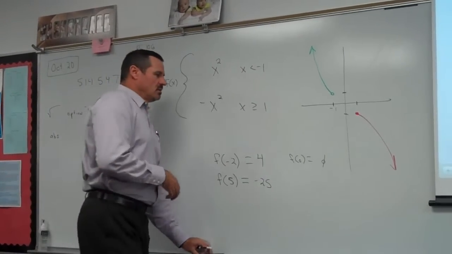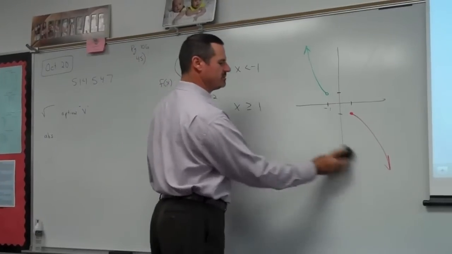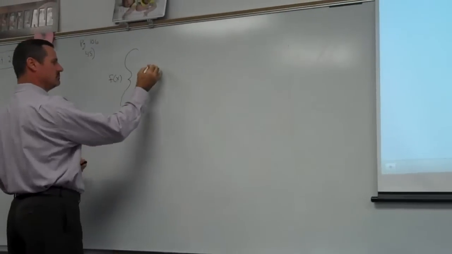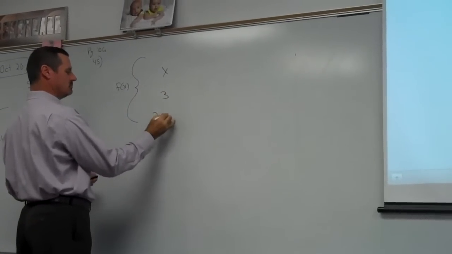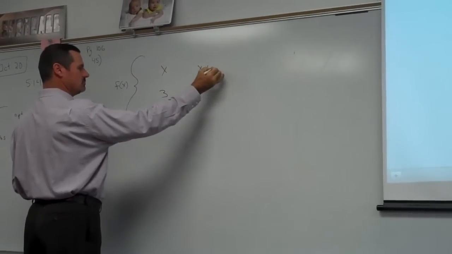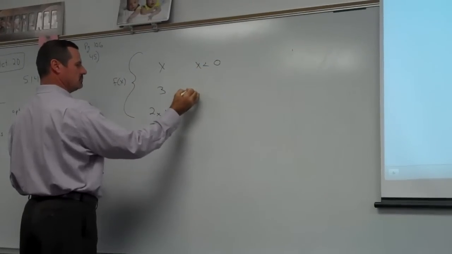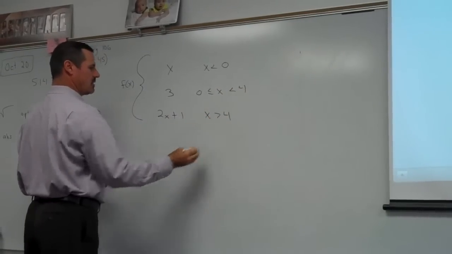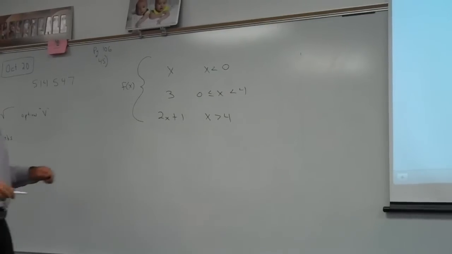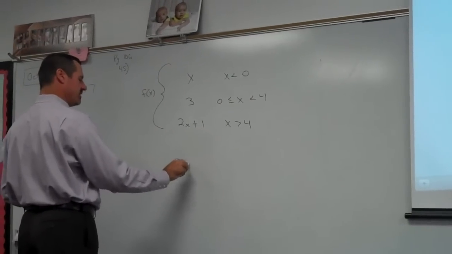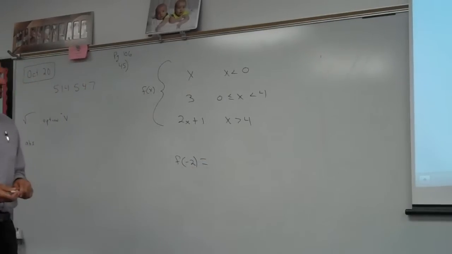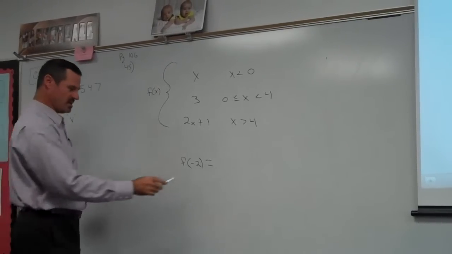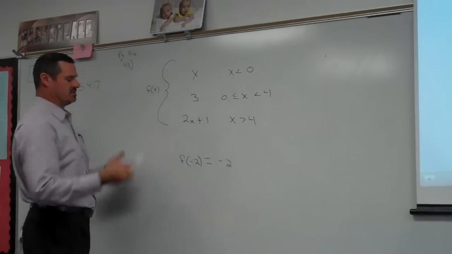Let's do one more of those, just to make sure we got it. Okay. Everybody, what's f of negative 2? First one, so what's the answer? Negative 2. So I put a negative 2 in for the x, and well, it's negative 2.